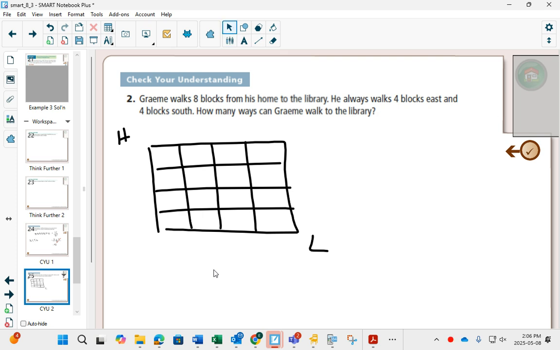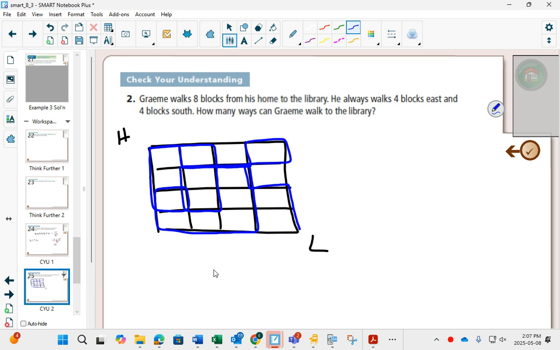And Graham is smart. Right? Graham doesn't go to the library and go like this. Oh, where's the library? I wish I could get to the library. Hey, there's my house. Oh, where's the library? No, Graham is not like that. Graham is a smart guy. That would not be a route. He knows that he has to go 4 blocks to the east and 4 blocks to the south. He doesn't backtrack.